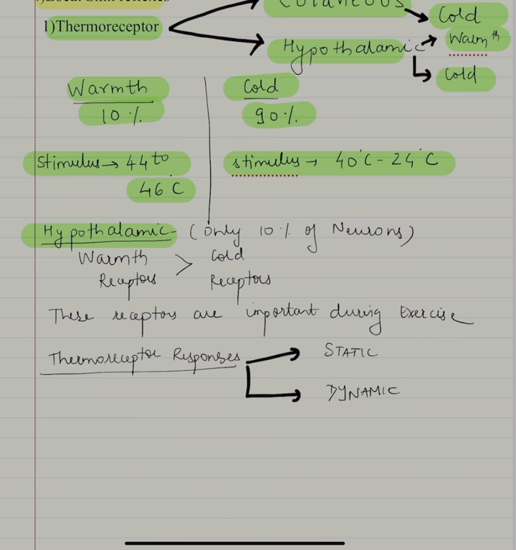Now let's see hypothalamic thermoreceptors. Only 10% of neurons in the hypothalamic receptors are active and respond to temperature changes. In these receptors, warm receptors are more than cold receptors. And these receptors, that is hypothalamic receptors, are important during exercise. There are two types of thermoreceptor responses: static and dynamic.